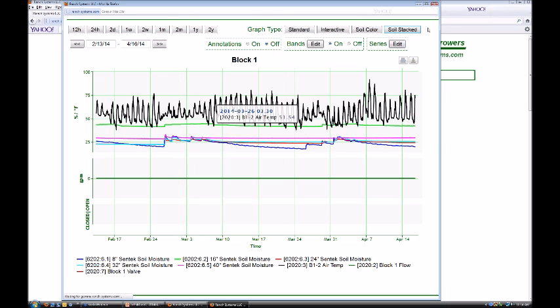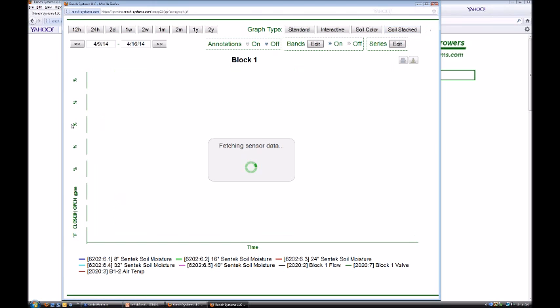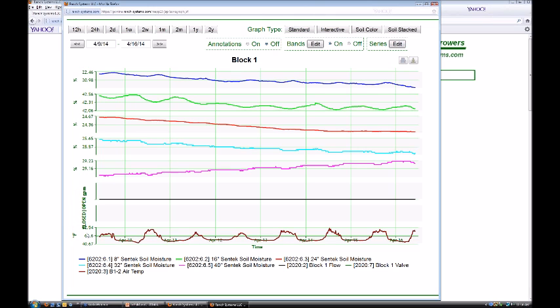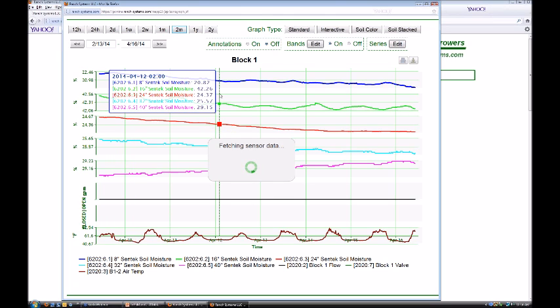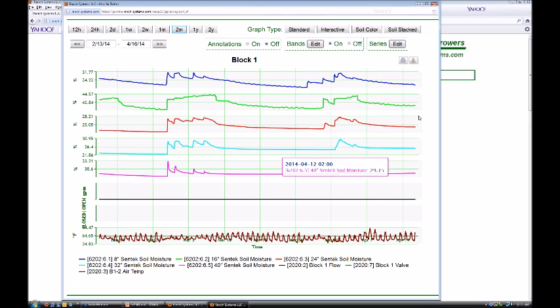And what we'll do is we'll just jump into this really quickly here, and you can see what the soil moisture looks like at every single different level, the gallons per minute, the block valves, the temperature. Let me go back to the last 2 months again. Okay. So now you can see all this data together with the flow.